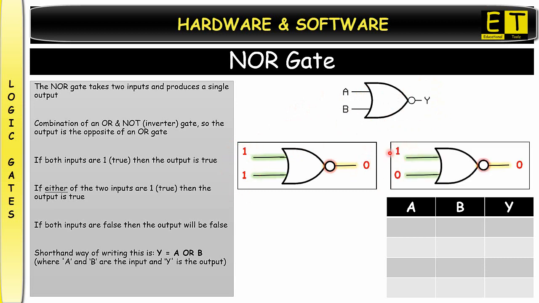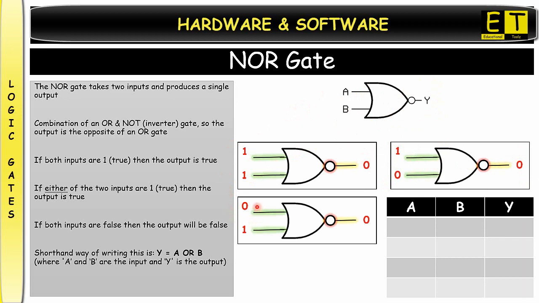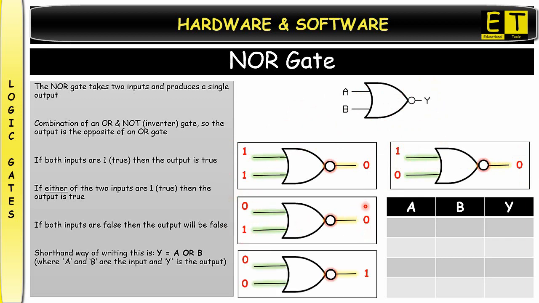If input A is 1 and input B is 0, the output will be 0. If input A is 0 and input B is 1, then the output will be 0. If input A and B are 0, then the output will be 1. The truth table for the NOR gate will look like this. The output will only be true when both of the inputs are 0, meaning false. As I mentioned earlier, this gate is the opposite of the OR gate.